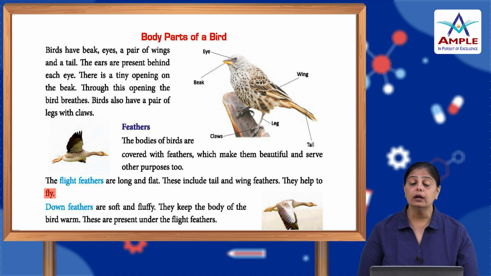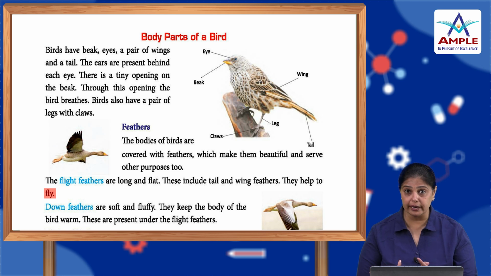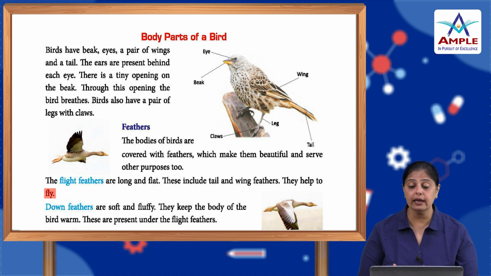Okay. Now among these feathers, there are flight feathers. What do you understand by flight feathers? They are long and flat, and these include the tail also. On the tail also there is a feather, the feathery tail, and tail and wing feathers. There are wings and there is a tail. Now this helps the birds to fly, and that's why they are known as the flight feathers.